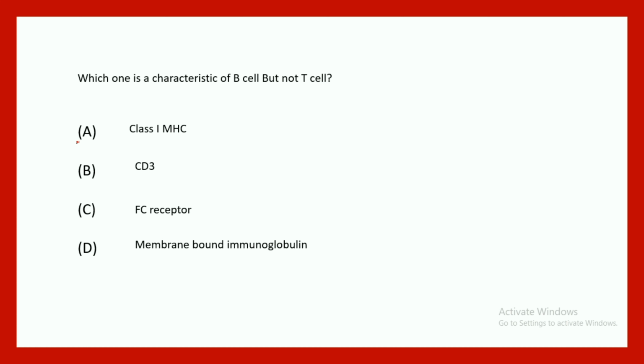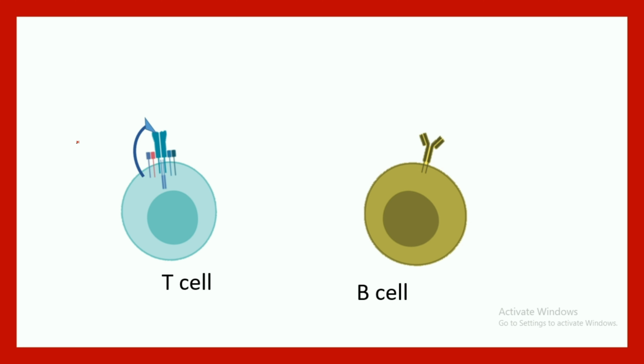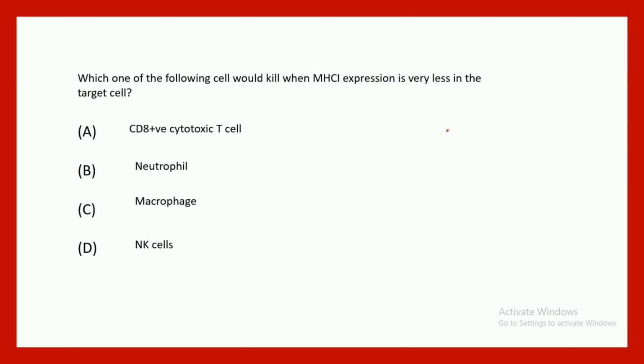Okay, so let's talk about which one is the characteristic of B cell but not a T cell. Class 1 MHC, CD8, CD3 receptor, FC receptor, membrane bound immunoglobulin. So obviously membrane bound immunoglobulin is a distinct character of B cell, right? And membrane bound IgM is found in naive B cells, right? So this is a characteristic feature.